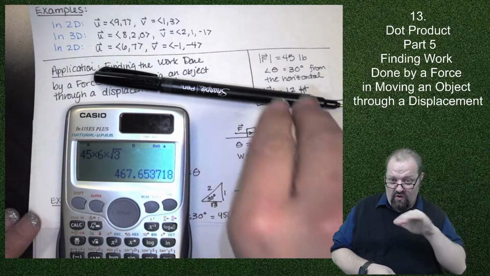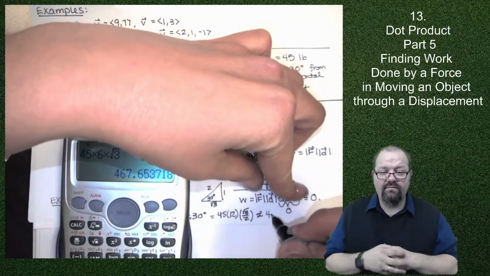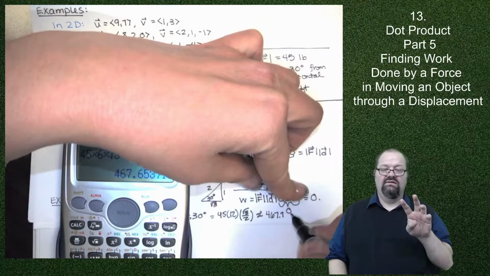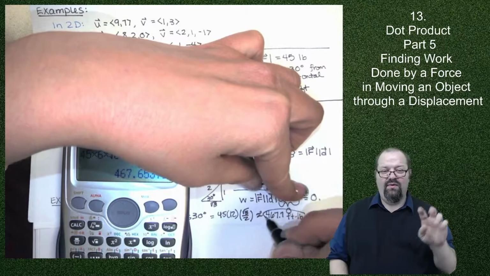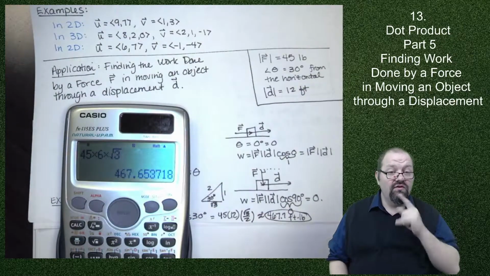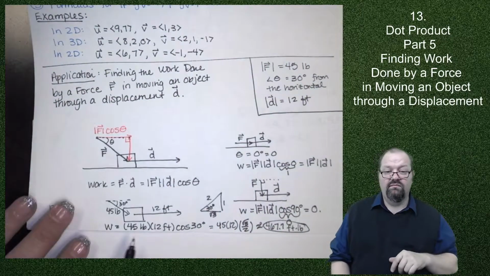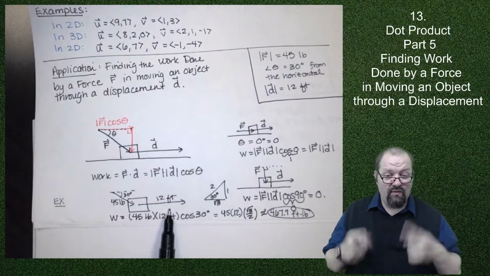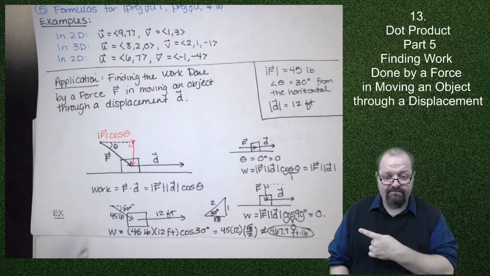And the approximation I get is 467.7, and the units are foot-pounds. That's the amount of work I did when I applied this force at this angle.